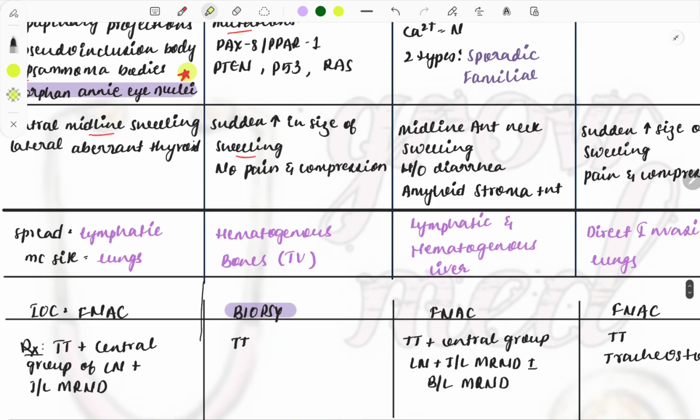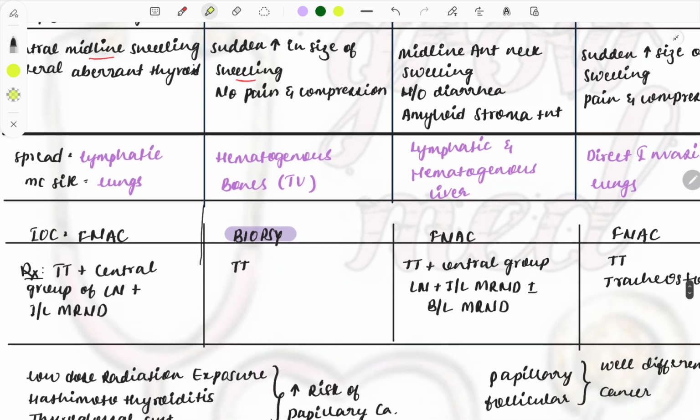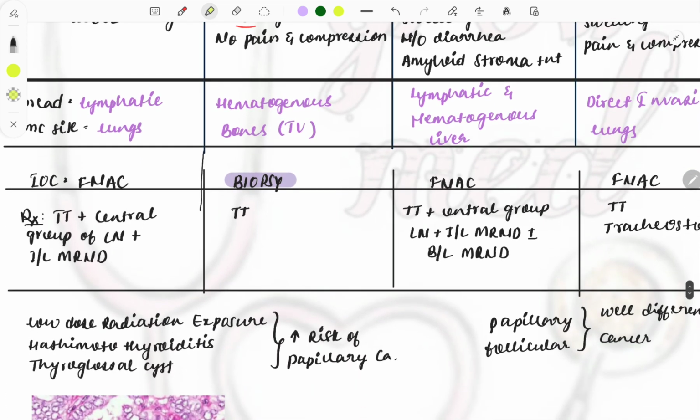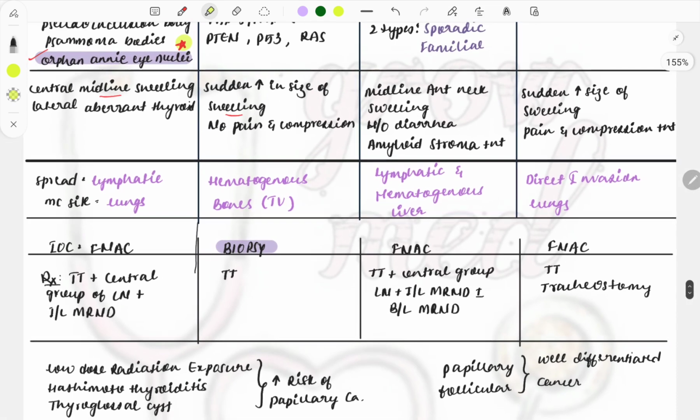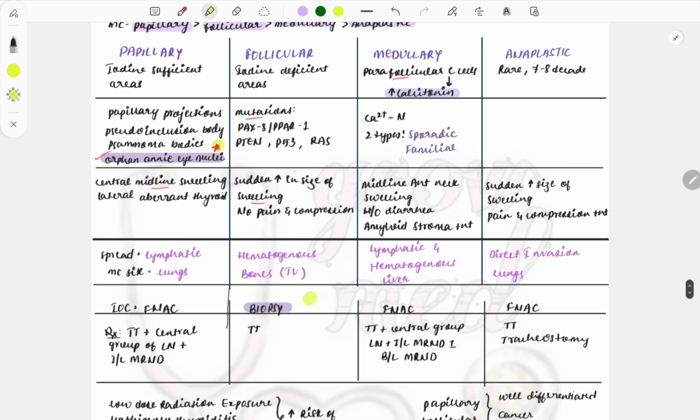Then clinical cases can be described like a central midline swelling. Then the investigation of choice is the FNAC. For almost all the thyroid tissues, FNAC is the investigation of choice for the thyroid malignancies. One exception is this one, for the follicular, which you must remember.